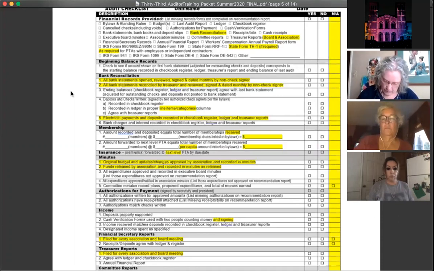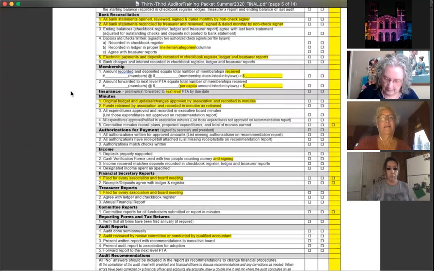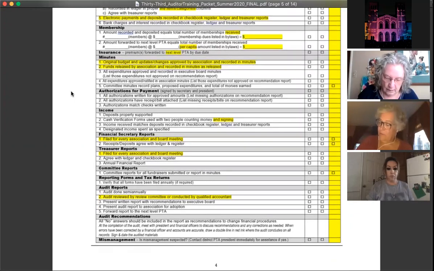Okay, I think we went through most everything. And okay, I have a couple questions for you. Okay. Is the auditor supposed to work with the outgoing or the incoming treasurer?